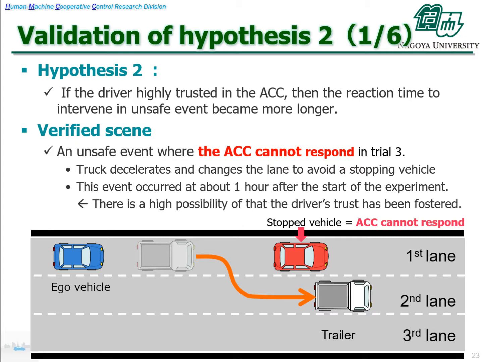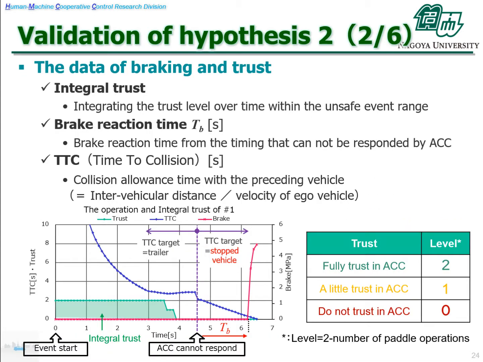After that, the trailer changed from the first lane to the second lane urgently, because there is a stopped vehicle on the first lane. For the eagle car, the ACC cannot respond to the stopped vehicle. In this situation, the driver should take over the control immediately. In this experiment, we measure 3 kinds of information for this unsafety event. They are integral trust, brake action time, and TTC, time to collision.